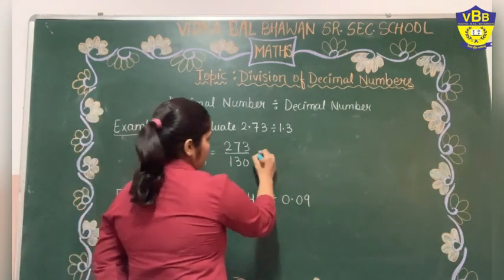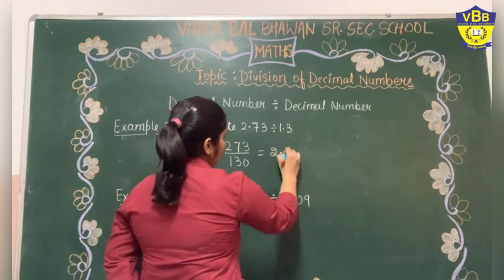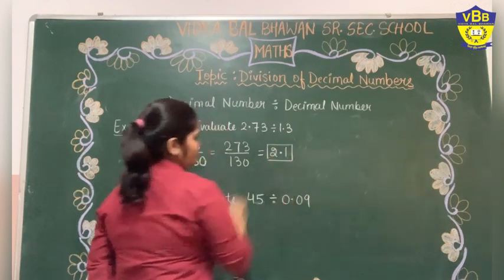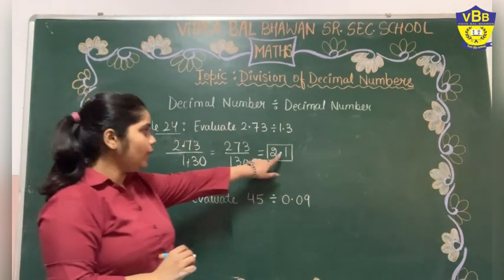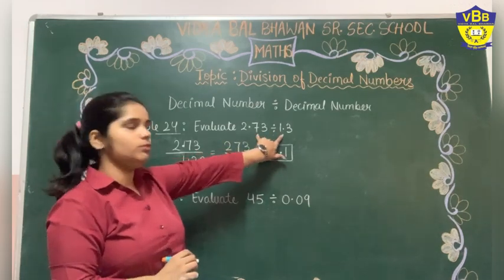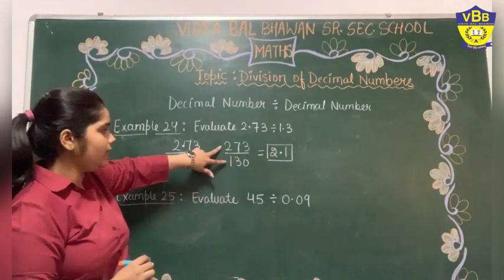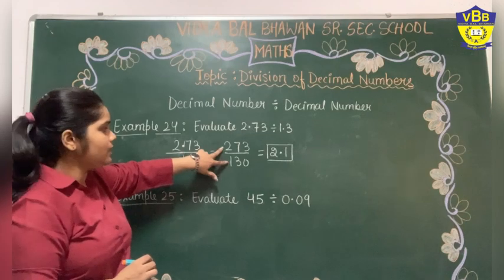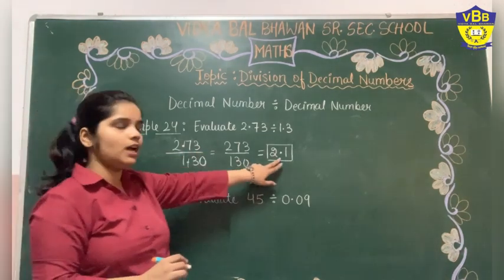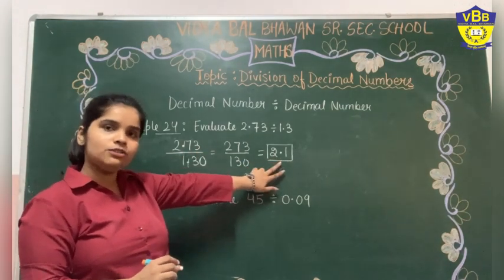Divide these two numbers, you will get the answer 2.1. This decimal is not coming from these two numbers. We are dividing these two whole numbers. It is not completely divisible, so the answer is in decimal, that is 2.1.